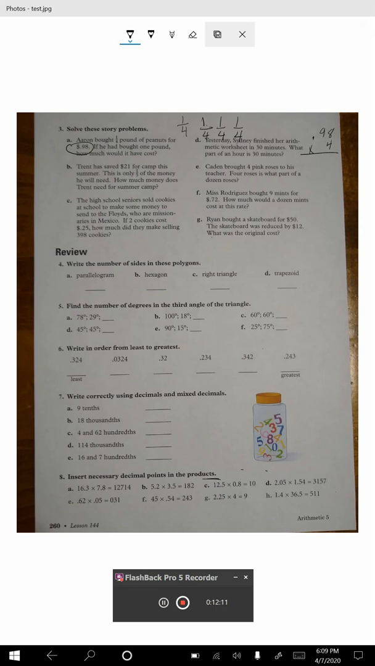Trent has saved $21 for camp this summer, and hopefully you'll all get to go to camp this summer. That's a little iffy, isn't it? It's a little scary. This is only 1/5 of the money he will need. Same thing. How much money does he need altogether?